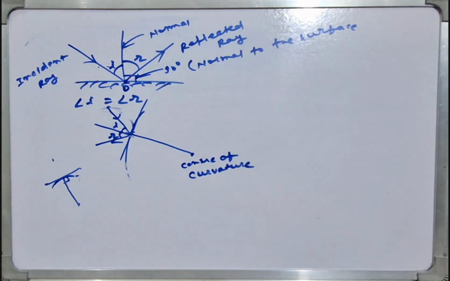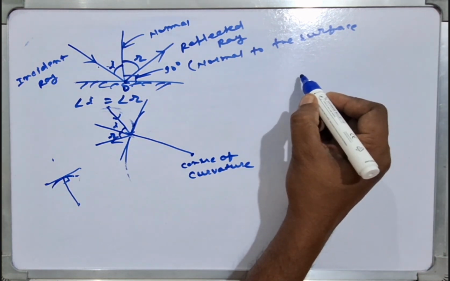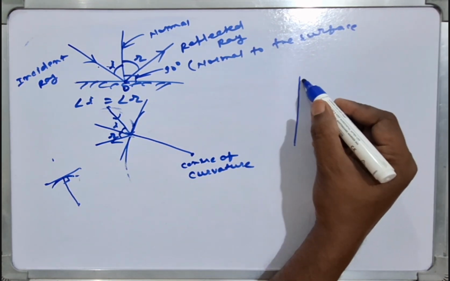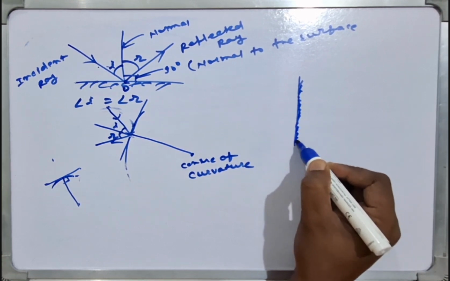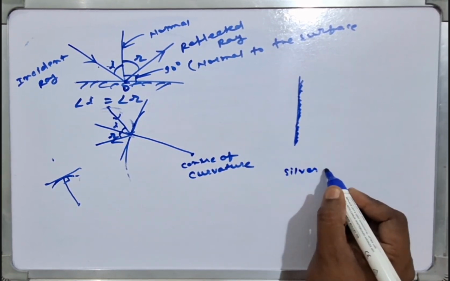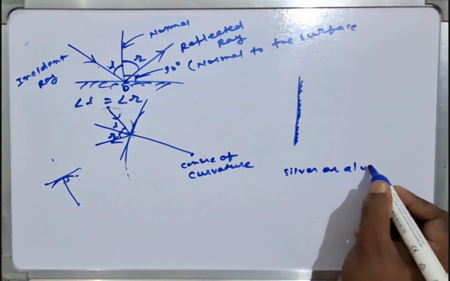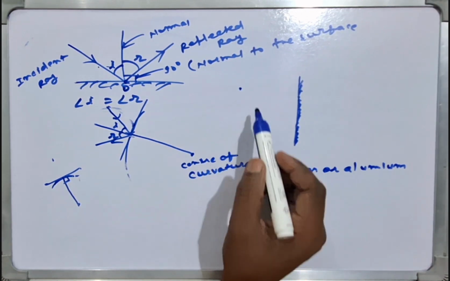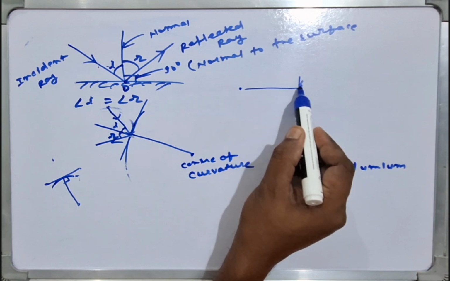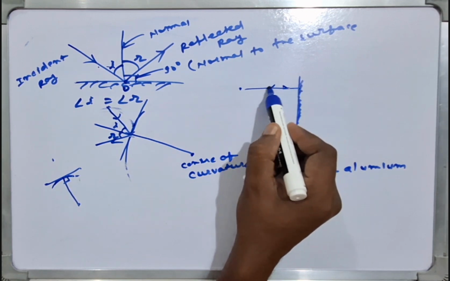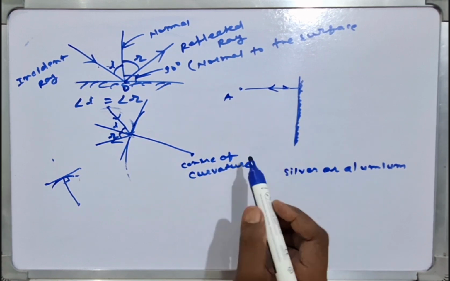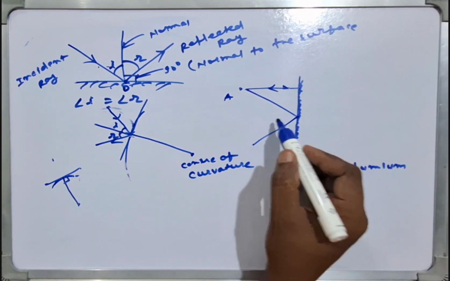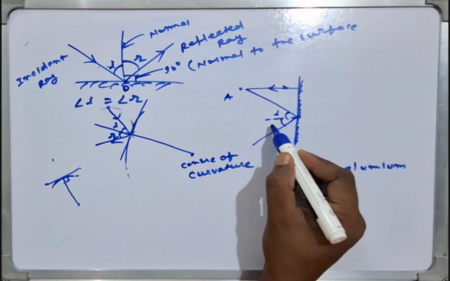Why do we say this? For making any image in a mirror, you need two rays of light. Suppose this is a mirror and this is the coating part, it may be silver or aluminum coating. Suppose here is an object. A ray of light strikes here and is reflected back. Now suppose another ray of light here, and again it is reflected back. This angle is I and this angle is R.